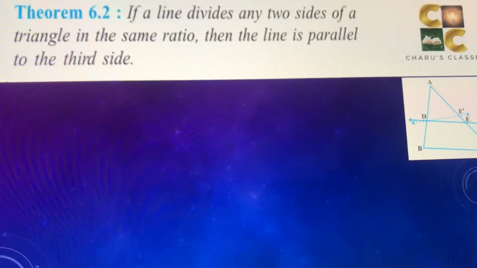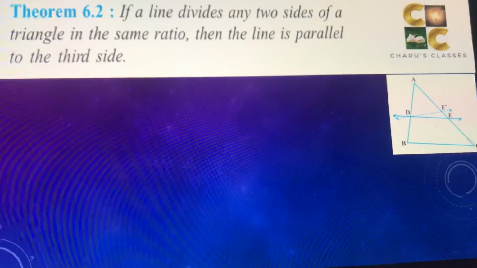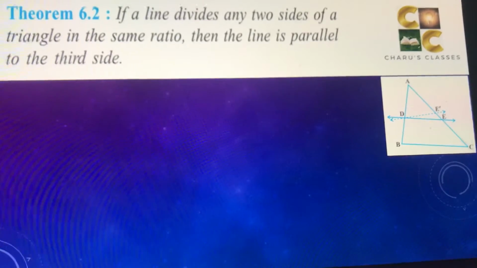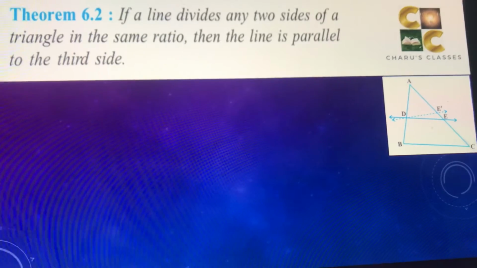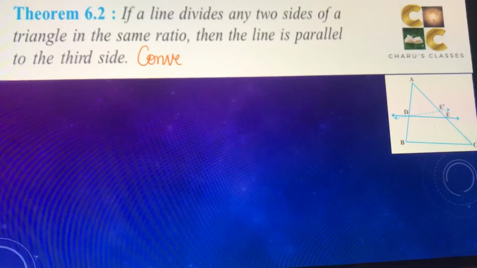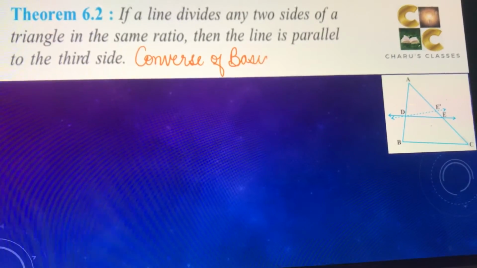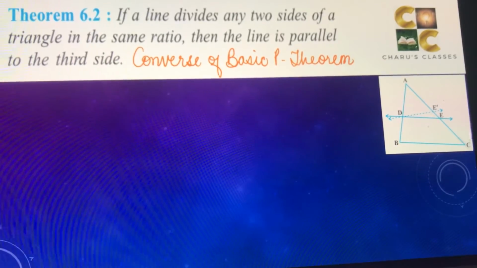Hello students, today we are going to do theorem 6.2 of class 10th. If a line divides any two sides of a triangle in the same ratio, then the line is parallel to the third side. This is also known as the converse of the basic proportionality theorem, or the converse of BPT.